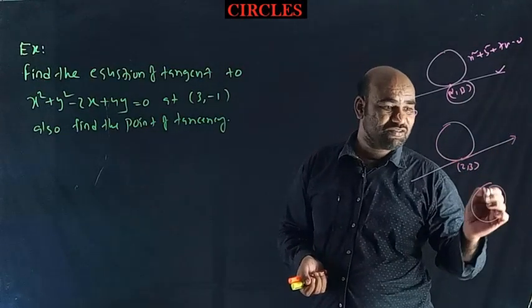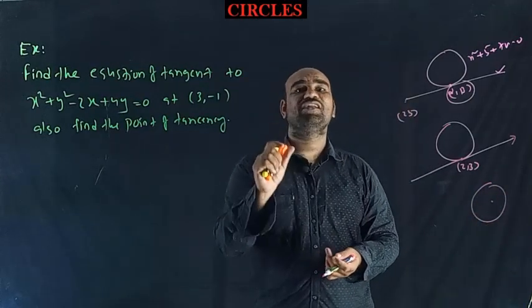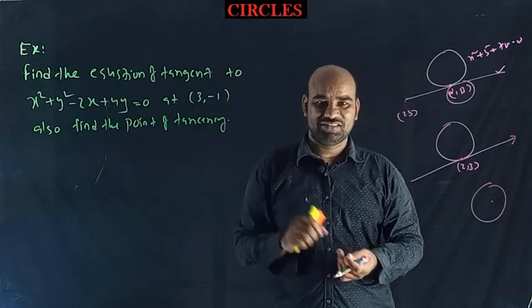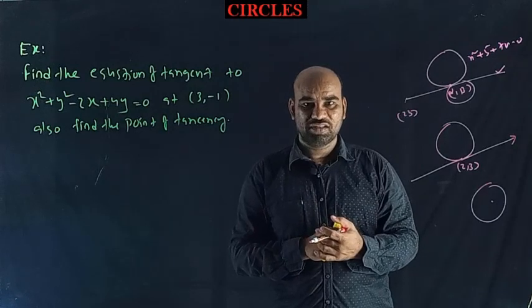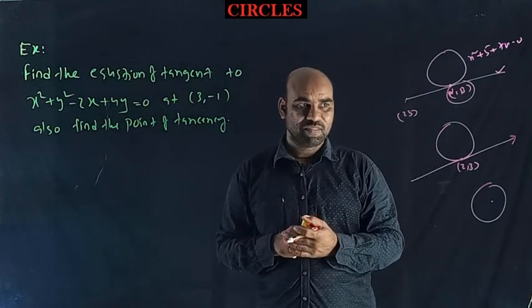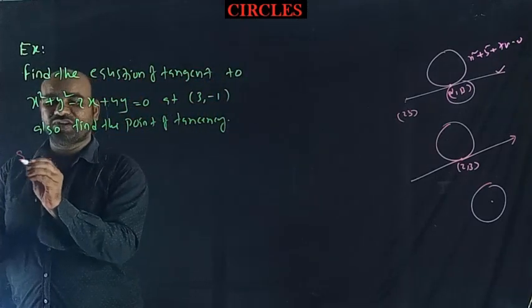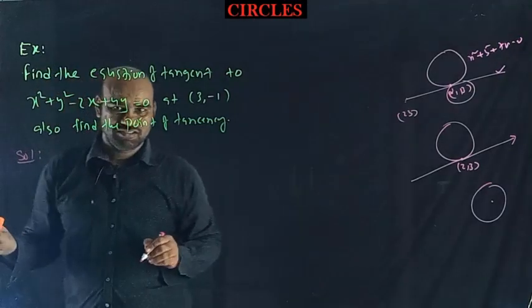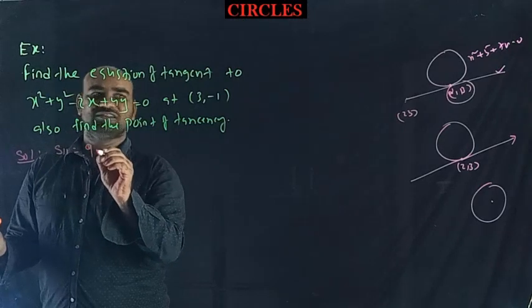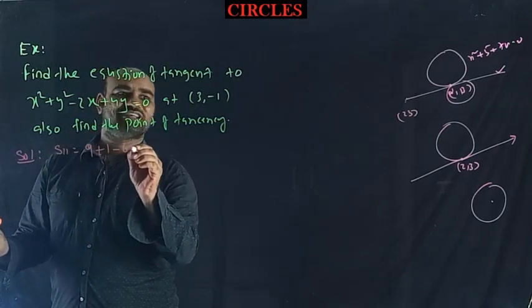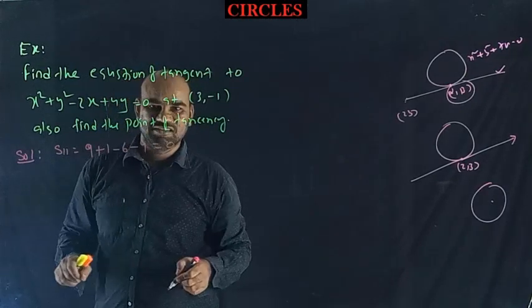If the point is inside, we can't draw any tangent to the circle. Means first of all, we want to identify where the point is. By using power of the point, we can find out. That is S11. For this problem, I want to find S11, to find where the point is. S11 means just substitution only. 9 plus 1 minus 6 minus 4 is 0. S11 is 0, means the point is on the circle.